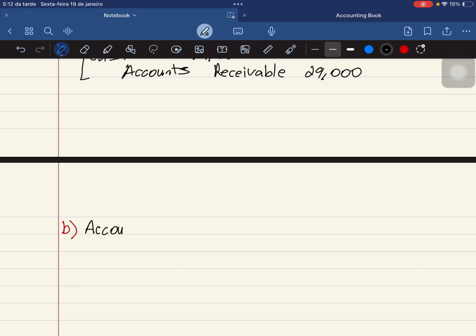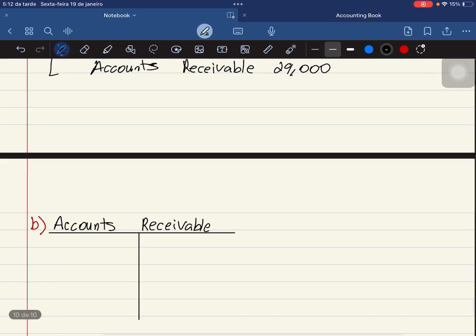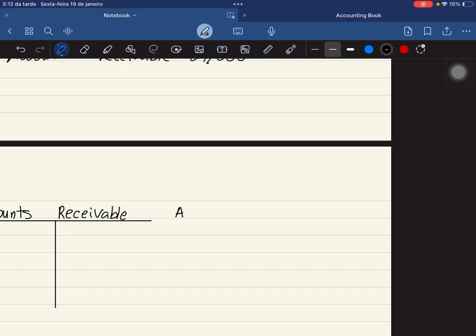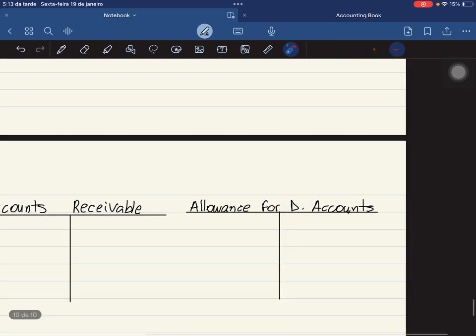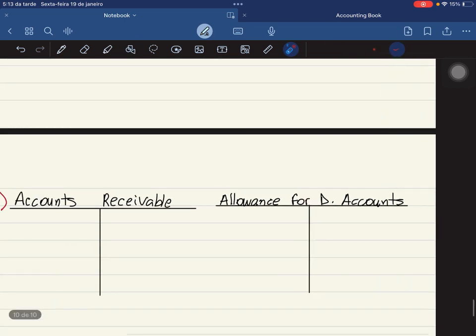So over here, I'm going to have accounts receivable, and we're also going to need an allowance for doubtful accounts, the account. Again, do not write the way that I am writing, like this D here, because in the exam you're supposed to write the full name.